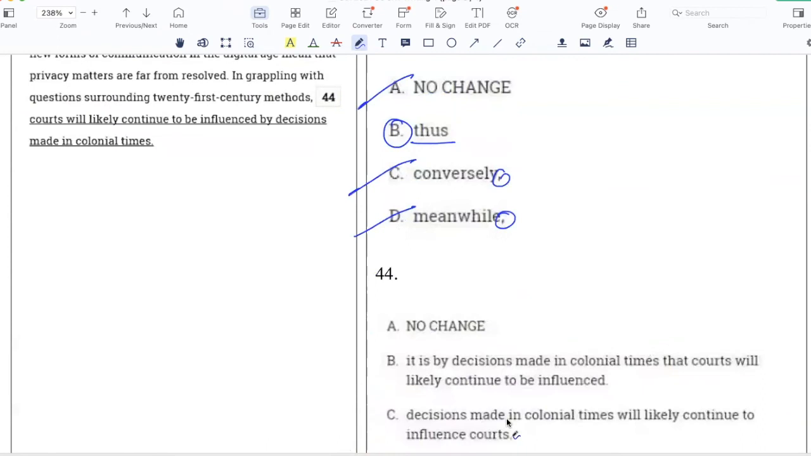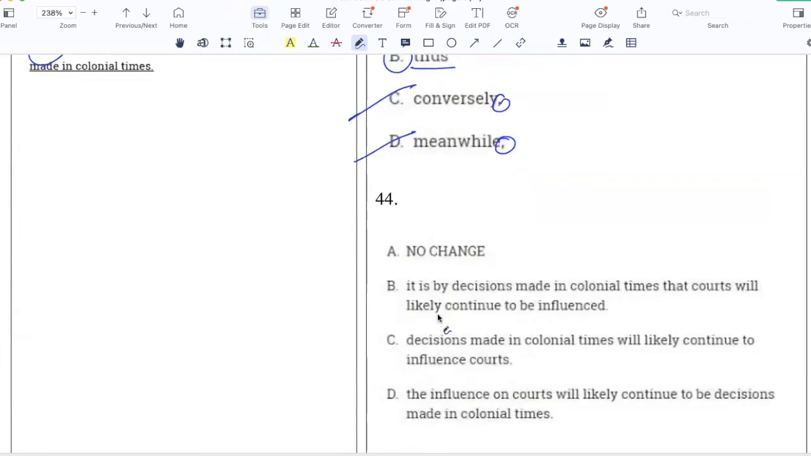So this is a modifier question. When I say in grappling with questions surrounding 21st century methods, my part after this should begin with the subject of this modifier. So who is grappling with questions? The courts themselves, right? So the part after the comma should start with courts. In grappling with these questions, courts will likely continue to be influenced by decisions made in colonial times. So any option that doesn't start with courts, it is by decisions made, or the influence, that is wrong, because the modifier is always followed by the subject to which the modifier refers.